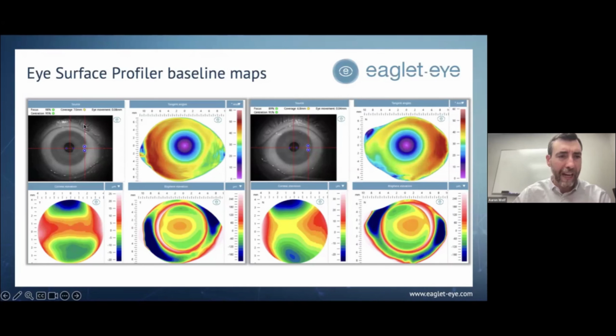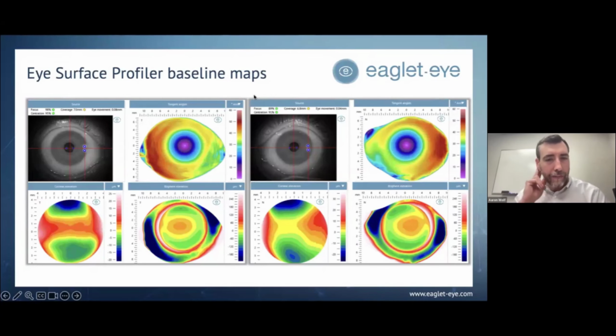You obviously want those as high as possible, and then the higher quality scores will be green. The more questionable scores will be yellow, and very, very poor scans may indicate red. Of note, you'll notice that the coverage on both eyes is yellow.